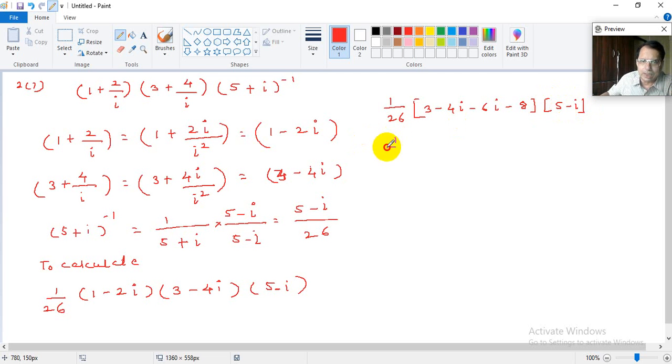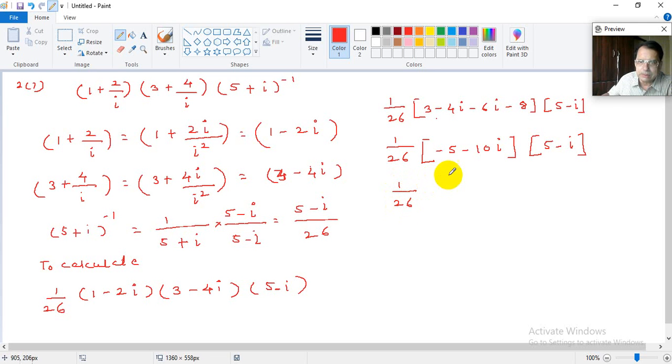Now multiply this. So 1 upon 26 into bracket. It is what? 3 minus 8 is minus 5. And minus 4i minus 6i, so it is minus 10i. And into 5 minus i we have to calculate. 3 minus 8 is minus 5, minus 4 minus 6 is minus 10. So now this is 1 by 26.